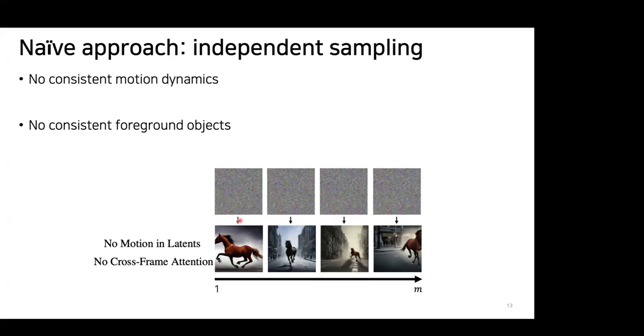So by doing this, the model can generate semantically similar images here. So maybe the text was horse running in the streets. And you can see the semantics are quite similar, but there's no consistent motion dynamics or there's no consistent foreground objects.